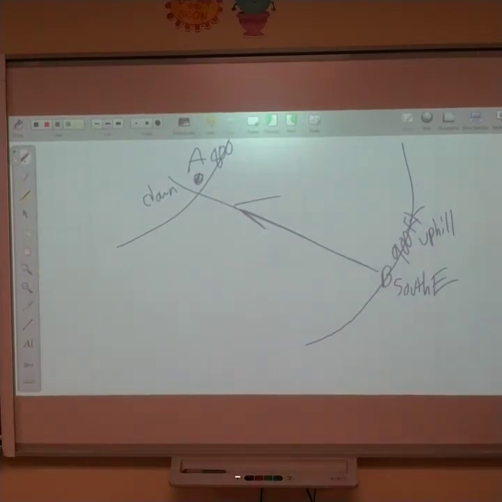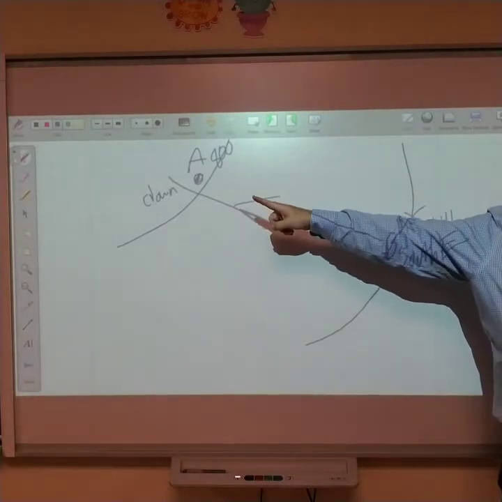So the lesson there is, don't think that just because the line is to the south, that the river is going down that way. You can be going downhill towards the north.